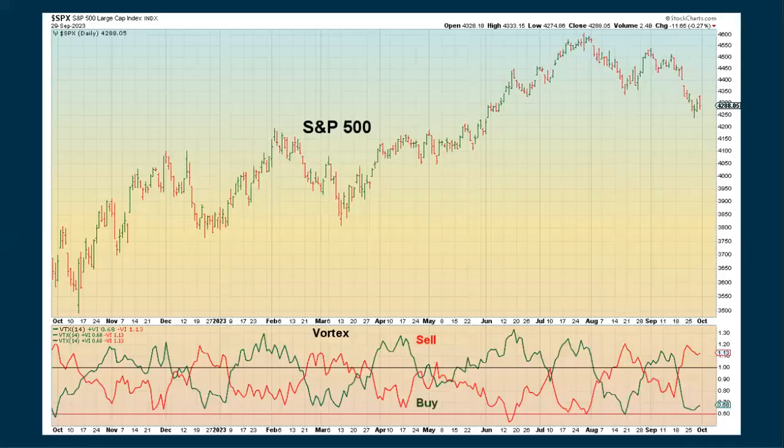Then we look at the vortex, and I mention this in every video, but I don't show the chart. When the red line's on top, we're negative. The green line's on bottom, that's also negative. When these cross, then that will turn back more positive.